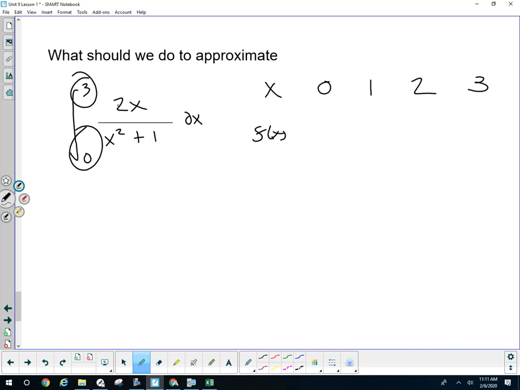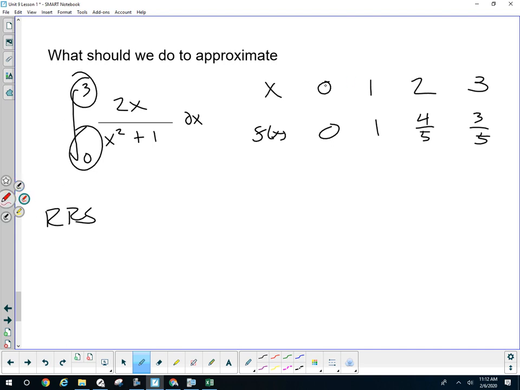We'll plug in values. 0 over 0 plus 1 is 0. 2 over 1 plus 1 is 1. 4 over 5. 6 over 10. That's 3/5. Okay? And then, I don't know, let's do a right Riemann sum with as many subintervals as we can.